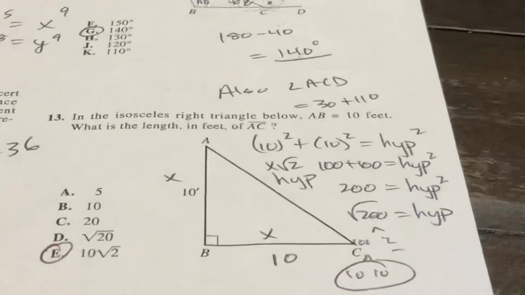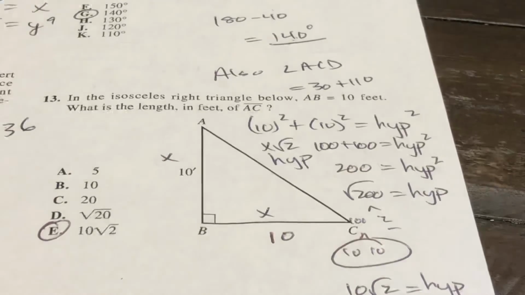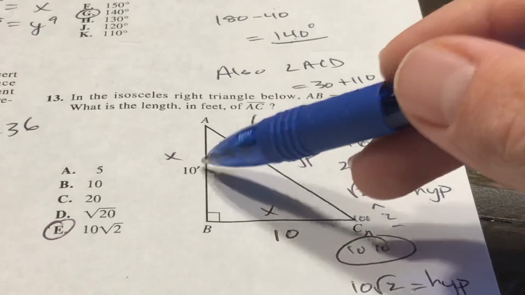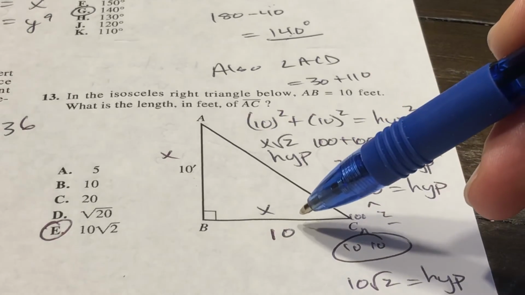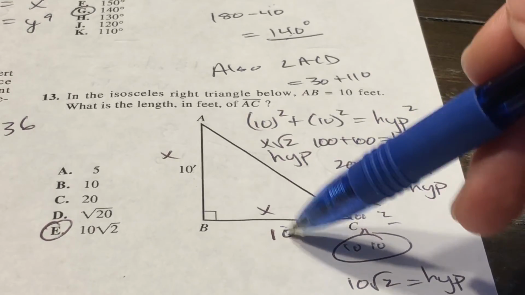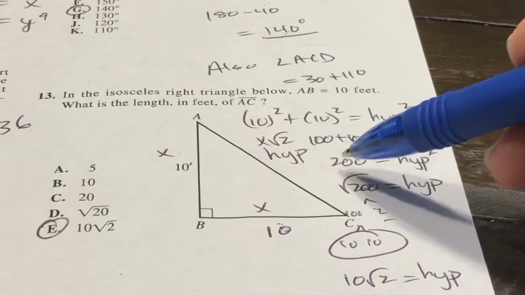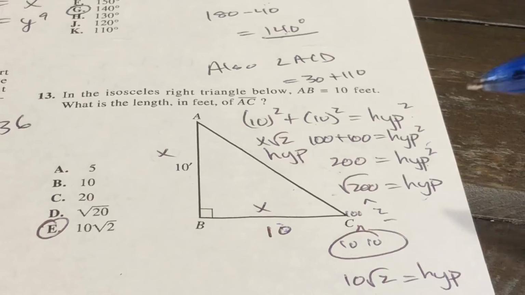The isosceles, you got a 45, 45, 90 triangle. Side, side, side root 2. AB is 10 feet. So if it's an isosceles triangle, this has to be 10. And then you could do 10 squared plus 10 squared. It's the hypotenuse squared. It's 100 plus 100. You take the square root of 200.